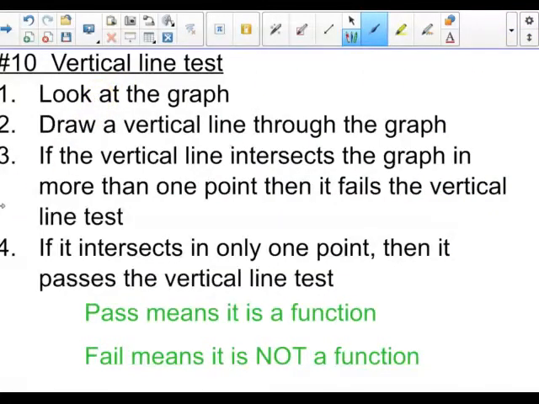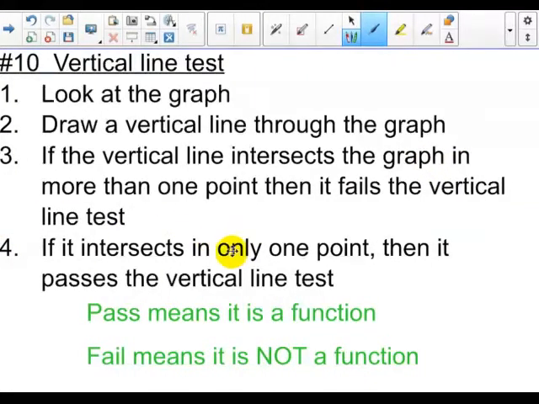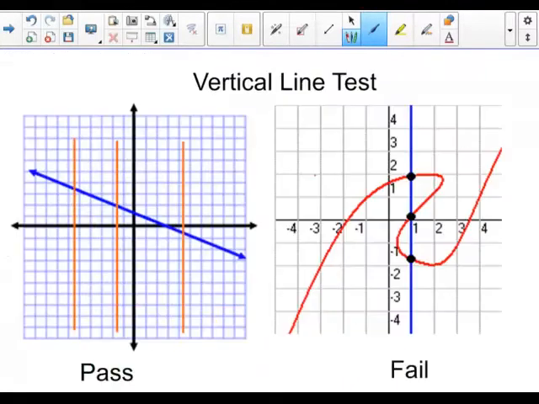Number 10 states vertical line test, and it says use the vertical line test to determine which graph represents a function. So what you want to do is look at the graph, draw a vertical line through the graph, and if the vertical line intersects the graph in more than one point, then it fails the vertical line test. If it intersects in only one point, then it passes the vertical line test. So pass means it is a function, fail means it's not a function.